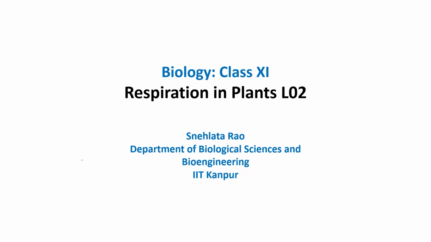Today we will continue with the next lecture of the chapter Respiration in Plants. In the last lecture we saw the introduction of respiration in plants. We saw the difference between respiration and breathing, and then the different types of respiration, and then we started with aerobic respiration, in which we studied glycolysis. We also saw that glycolysis is a universal pathway which is present in all types of cells, irrespective of whether it is aerobic or anaerobic, right?